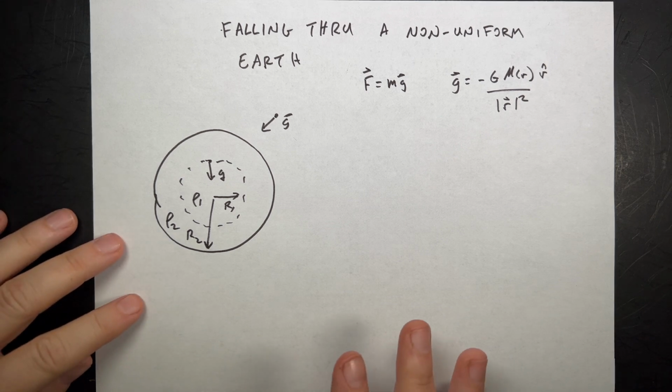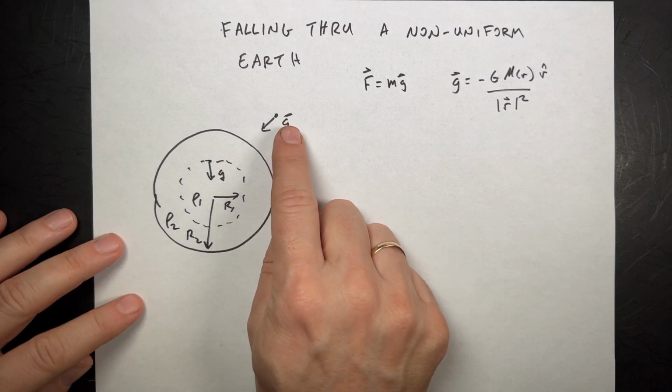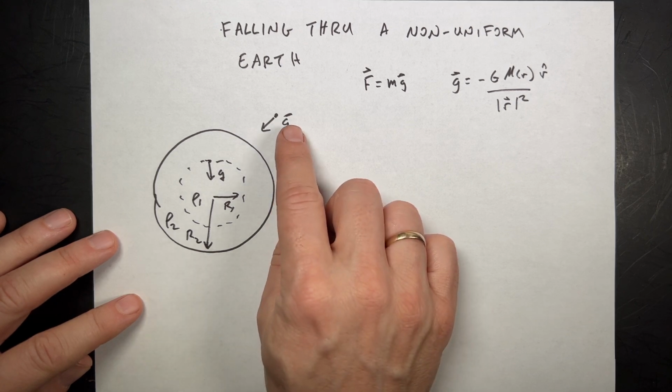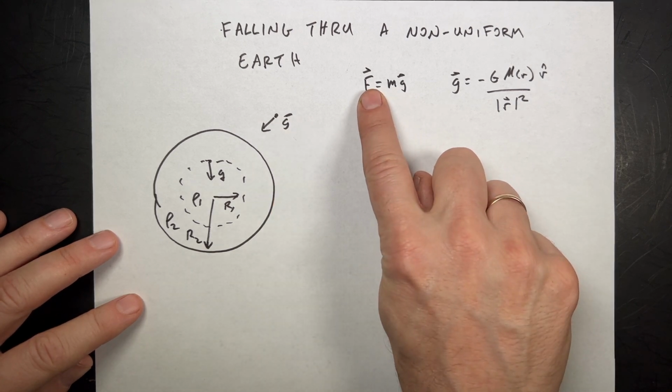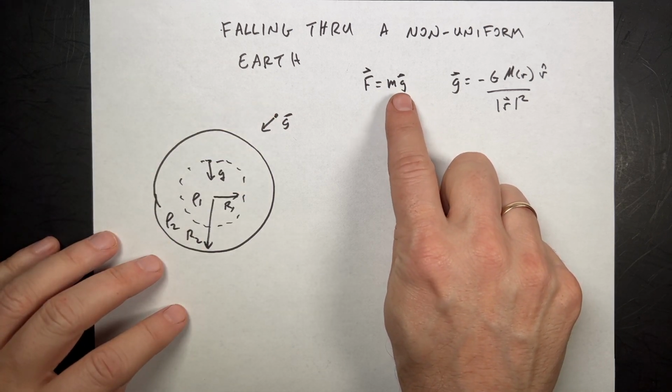So here's where we are. The main idea is that I can calculate the gravitational field due to some object like a planet. And once I know the gravitational field g, I can calculate the gravitational force: the mass of any object I put there, multiplied by the gravitational field g.